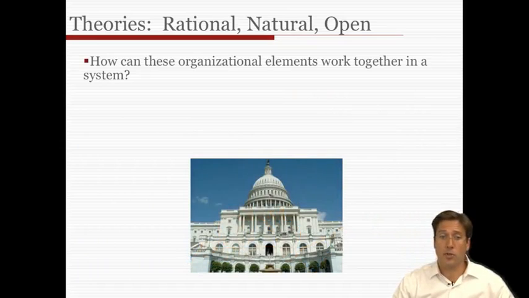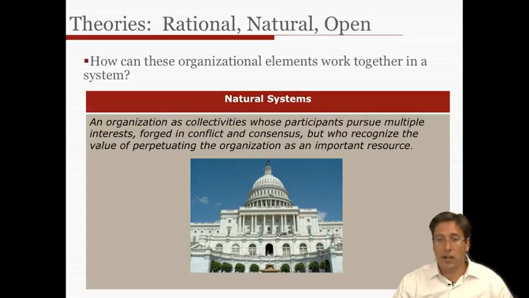An ensuing class of organizational theories characterized organizations as natural systems. Here, the theories related an organization as a collectivity whose participants pursued multiple interests, often forged in conflict and consensus, but who recognized the value of perpetuating the organization as an important resource. So the organization wants to survive, for example, and needs to have this natural system coordination. In a natural system, the coordination is unplanned, emergent, and coalitions seem to matter. The informal structure of relations that develop among participants is more influential in guiding behavior than the formal structure's role expectations and guiding principles. So this class of theories regards an organization as an adaptive organism, and therefore it's called a natural system.